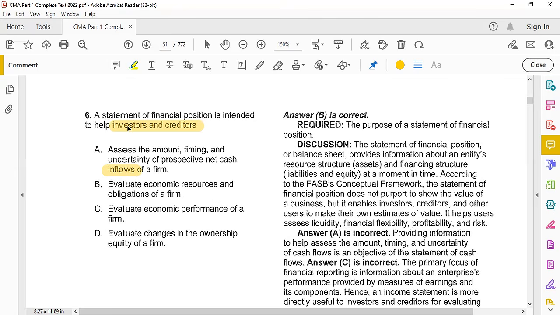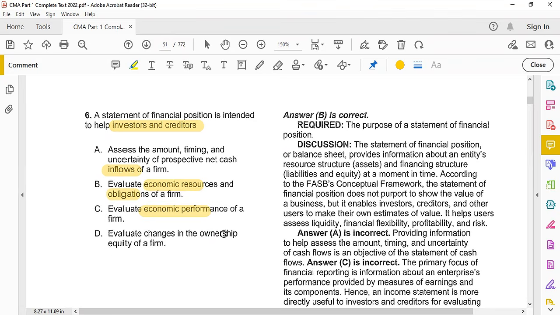Second: the statement is intended to help investors and creditors to evaluate economic resources. Economic resources means assets. And what? Obligations. Yes, true. The balance sheet provides information about assets and obligations. Right or wrong? Next: evaluate economic performance. No, performance is evaluated under the income statement. The income statement shows financial performance, not the balance sheet.